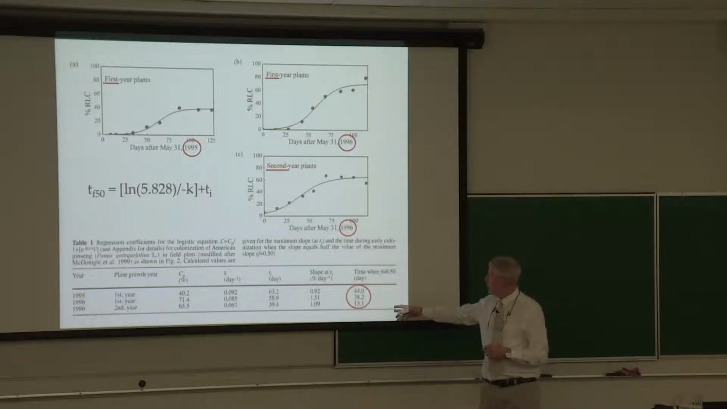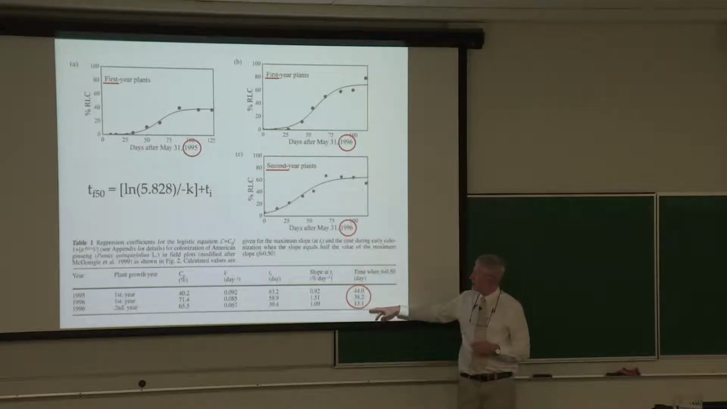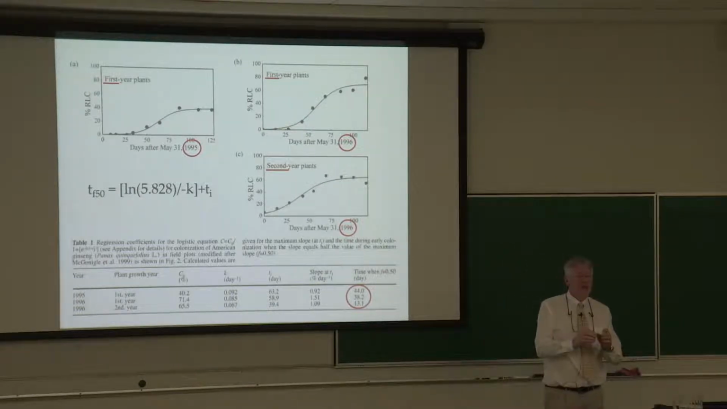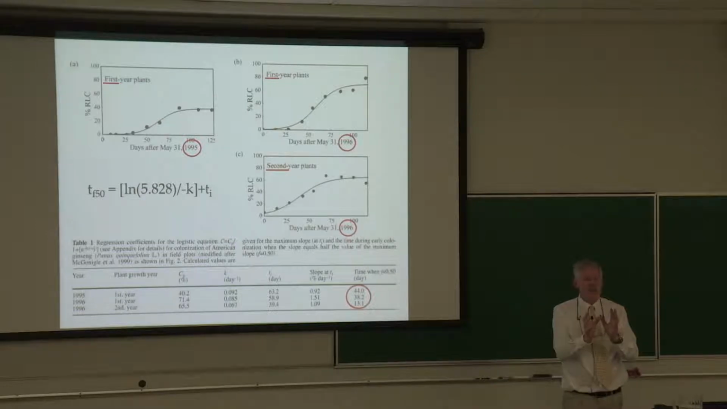And here's the data for having fitted the logistic equation. We have for the first year plants in a second year bed, 38 days to 50% of maximum slope, whereas only 13 days to that point for the second year plants. So I can conclude a quite interesting point about the biology here, that just a centimeter away, perhaps, these plants are next to each other in the same bed. Just centimeters away, we've got a quite different experience.